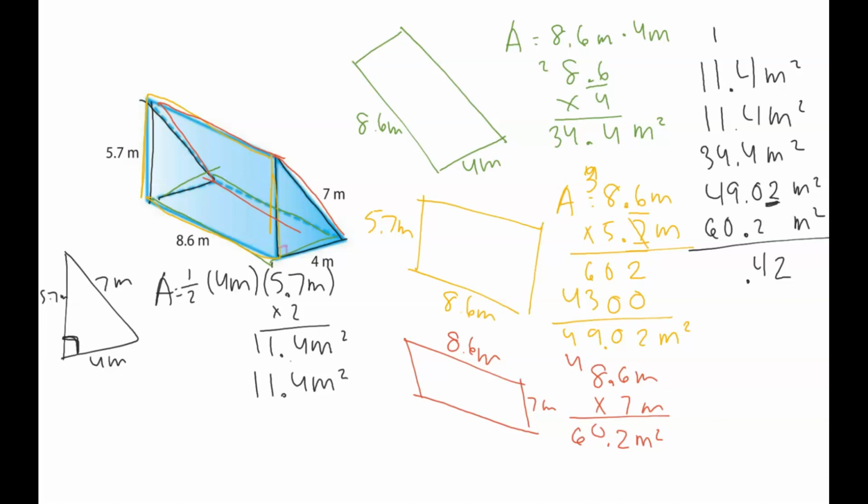I'll carry a 1 up. 1 plus 1 plus 1 is 3, plus 4 is 7, plus 9 is 16. Write the 6, carry the 1. 1 plus 1 plus 1, that's 3, plus 3 is 6, plus 4 is 10, plus 6 is 16. So my surface area is 166.42 meters squared.